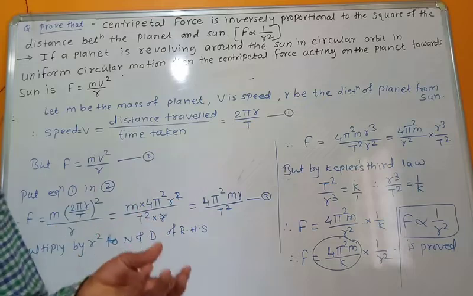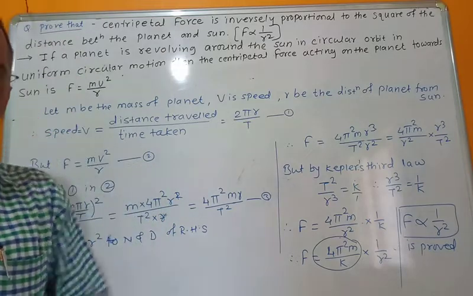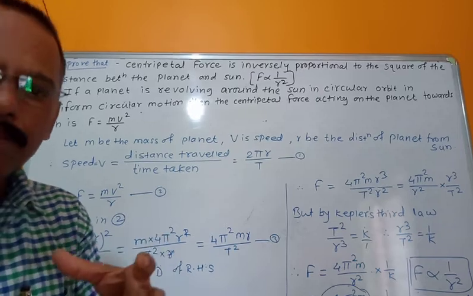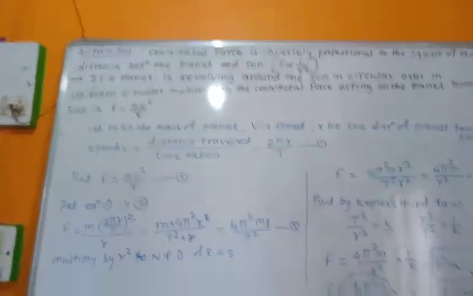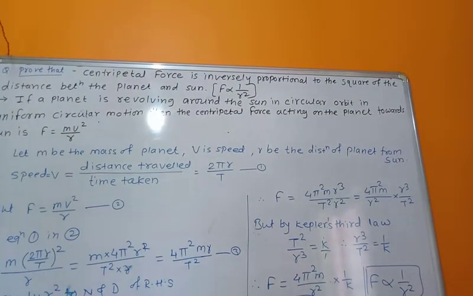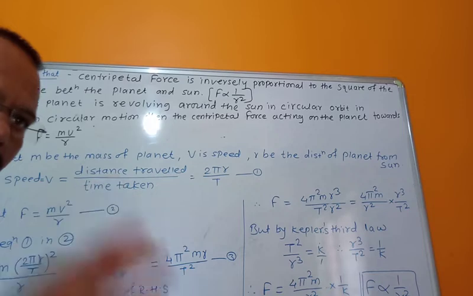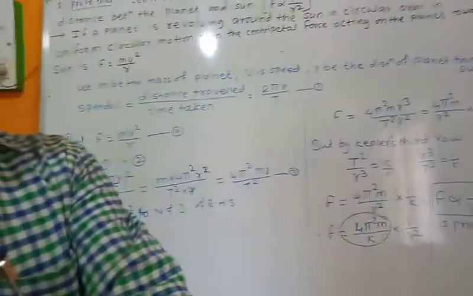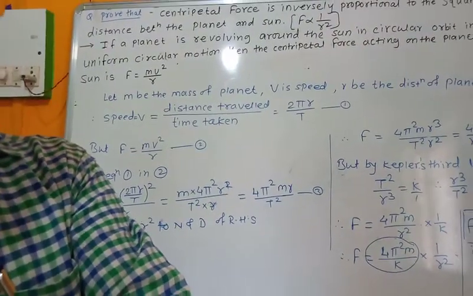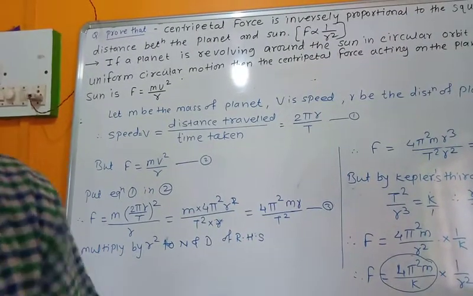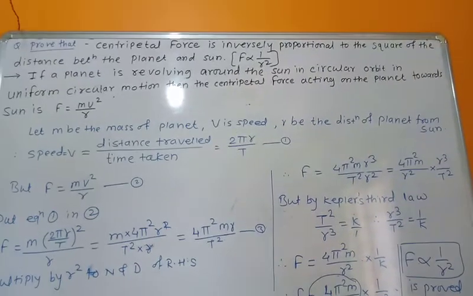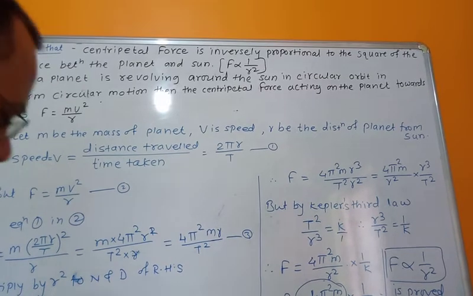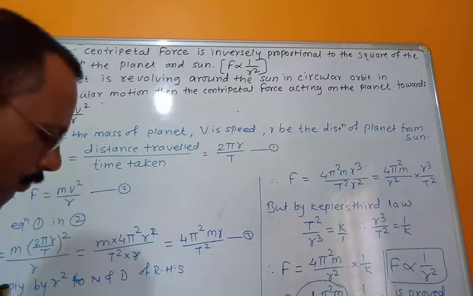If we throw any object in the upward direction, then the gravitational force acts on that object in the downward direction, so that it will come down, and that force is called the gravitational force.